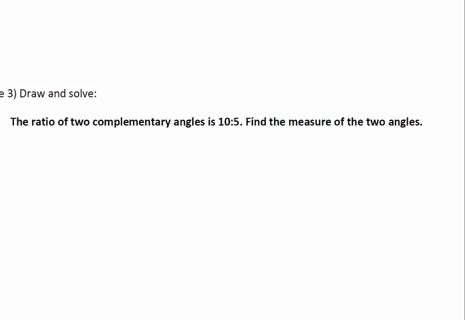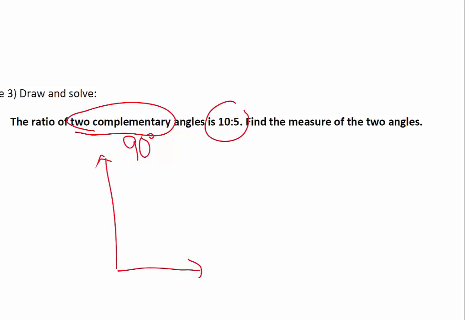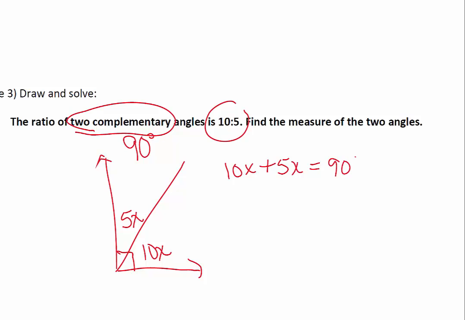Try another one. Complementary angles in this ratio. Remember, complementary is where they make a right angle. One of them's 10. One of them's 5. We don't know the common factor, but we know it's going to be the same. And be careful when we make this equation, we get used to that 180, but we're only using 90 for this one.